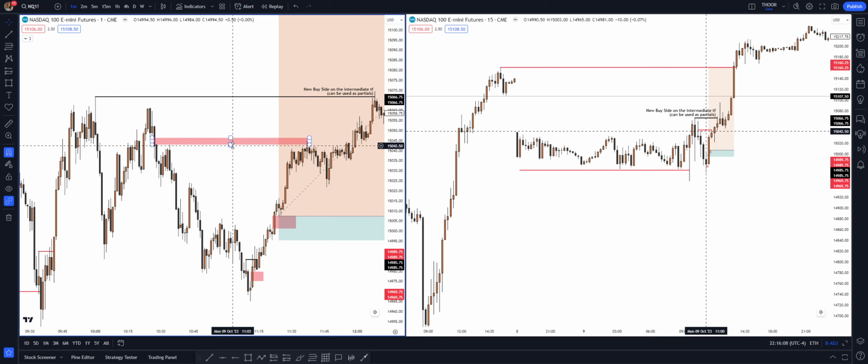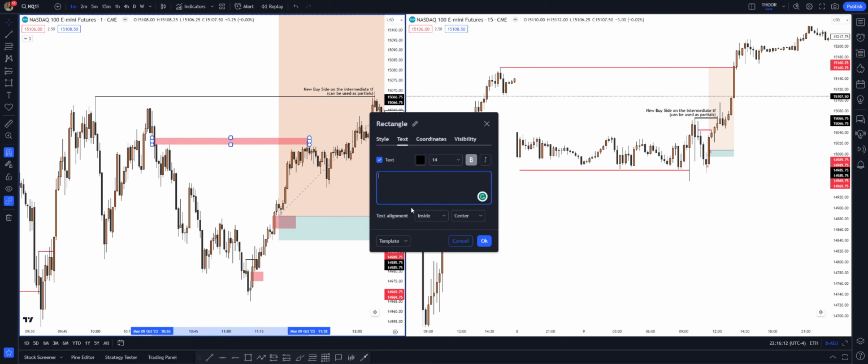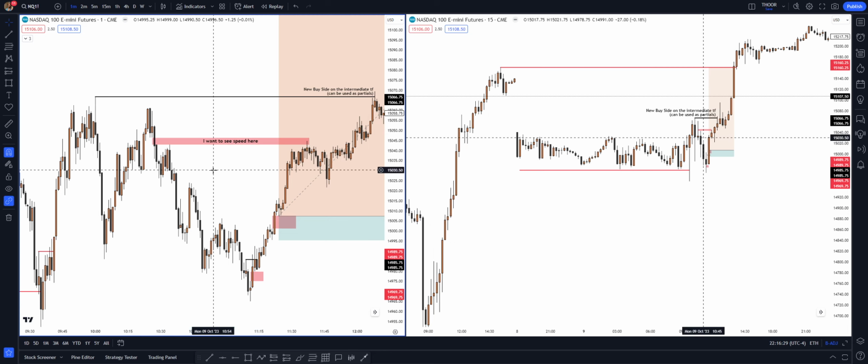And if you're one of my Twitter followers, you already know this. You already saw this on my tweets. I wrote in these imbalances, I say I want to see speed here, right? Or what do I say? Like it has to disrespect this imbalance or whatever, right?